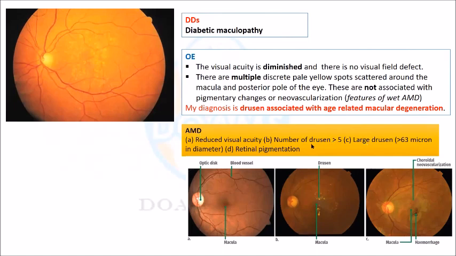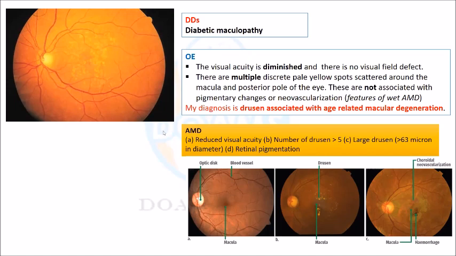I think you can make a snapshot. So what are the types of age-related macular degeneration? Can you come in interaction with me, please? Wet and dry. So is this wet or dry? Dry. This is dry.